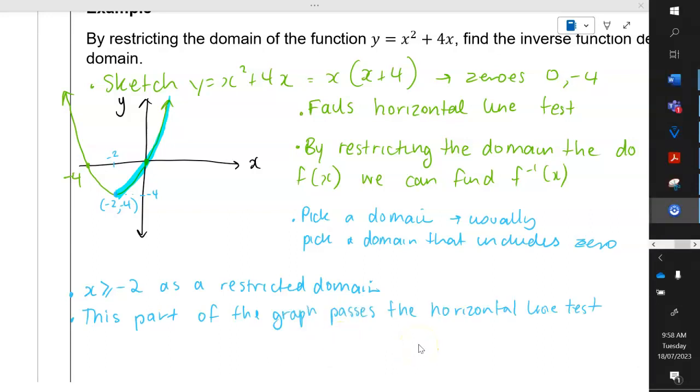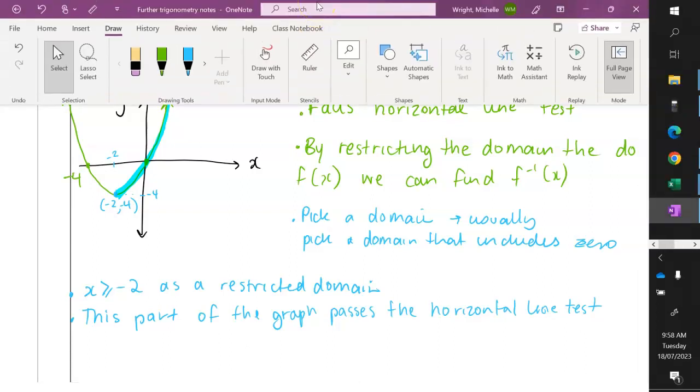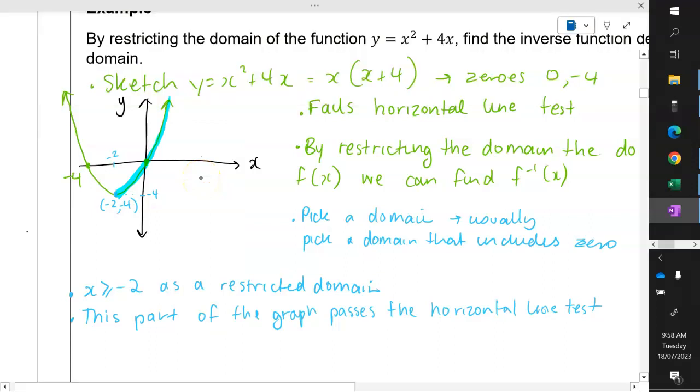Okay, so what we could actually do is draw, if we wanted, what the inverse graph would look like. If that is something you would like to do, I think it's a good thing to get into your head what that would look like. So basically, our function and our inverse reflect around the line y equals x. If I just dot in y equals x there, I can see I've got a -2 and a 2, so that looks right.